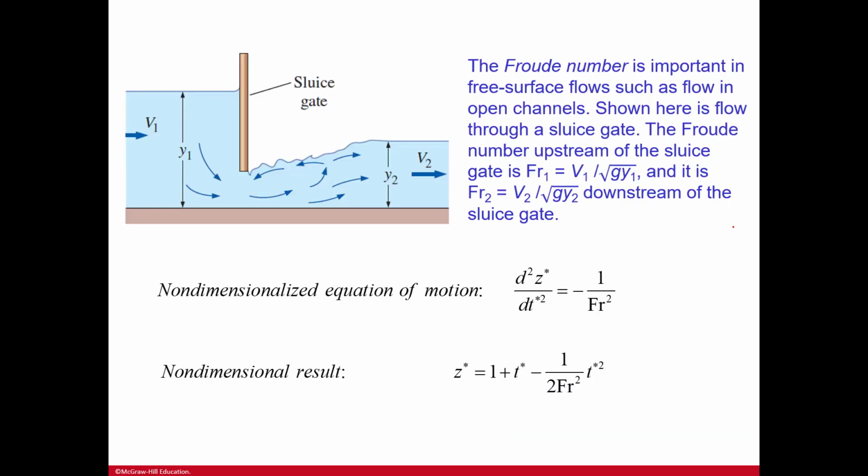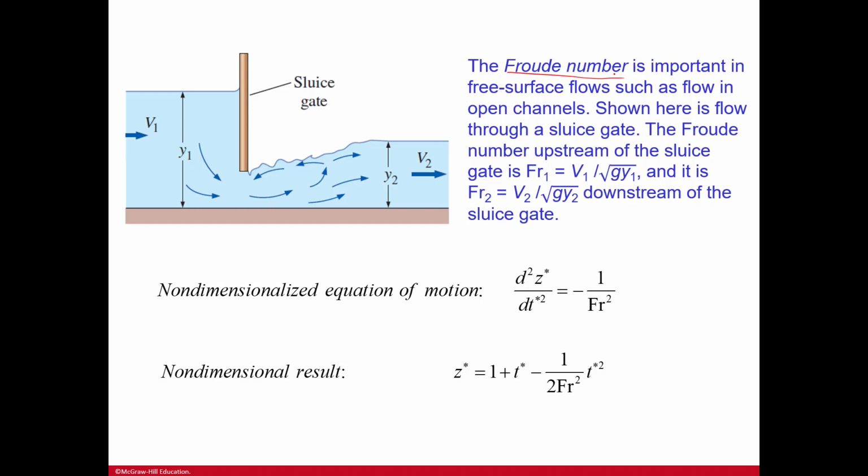And so here we're talking about the Froude number. It is very important in free surface flows, such as flow in open channels. Shown here is flow through a sluice gate. The Froude number upstream of the sluice gate is Fr1 equals V over the square root of g y, and it is Fr2 downstream of the sluice gate.